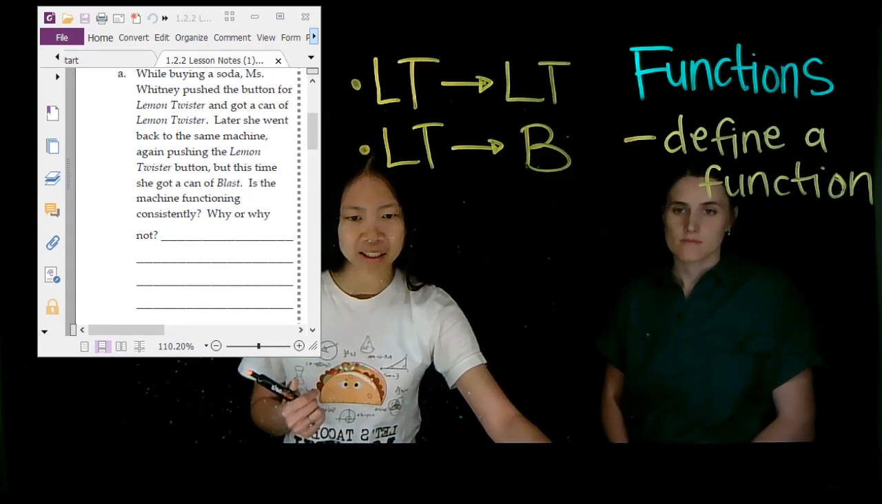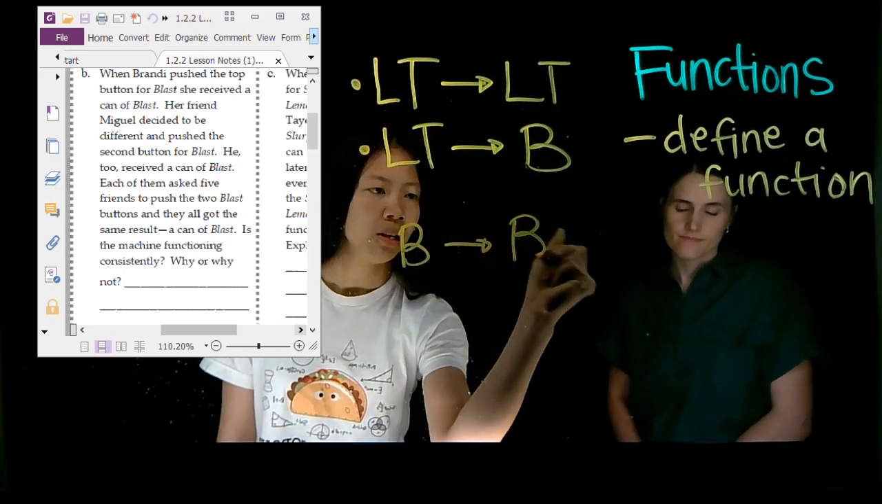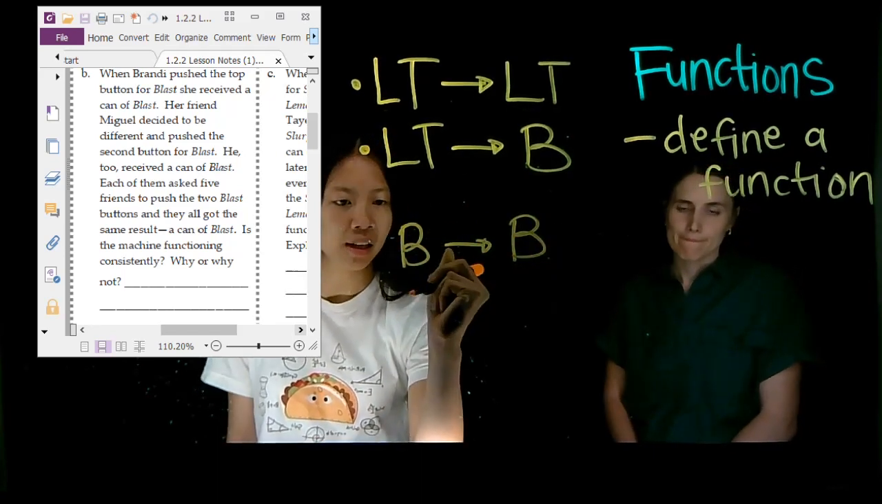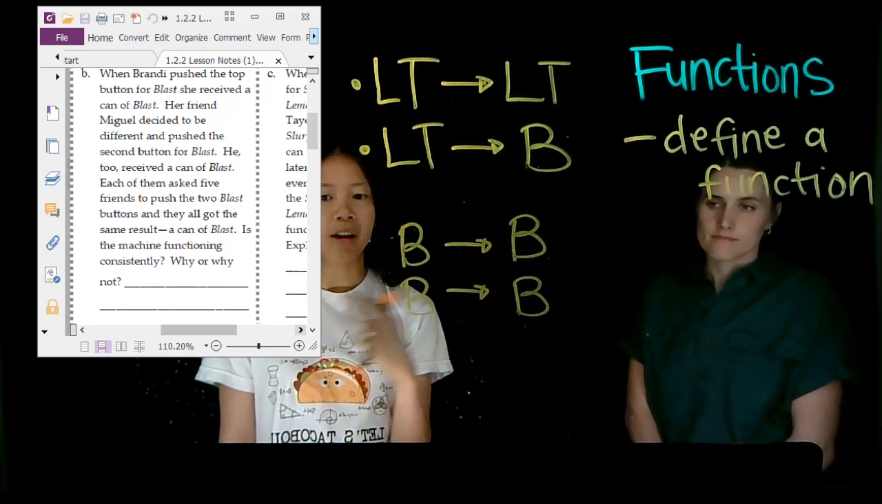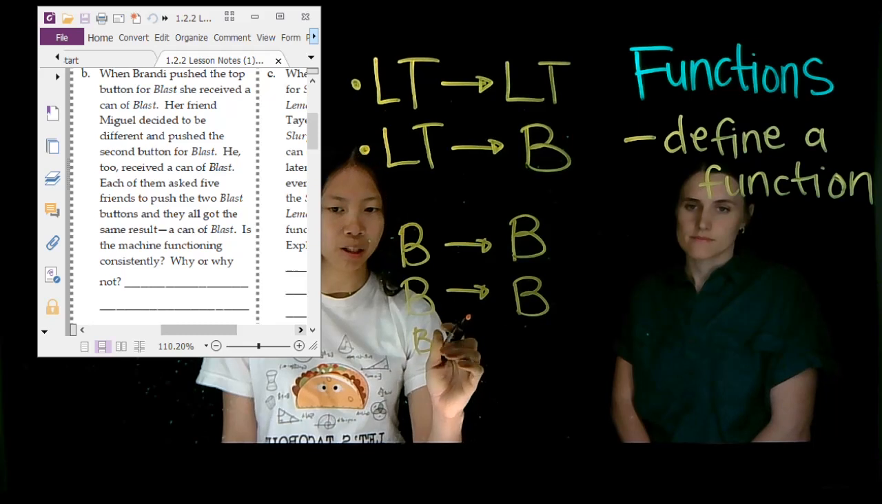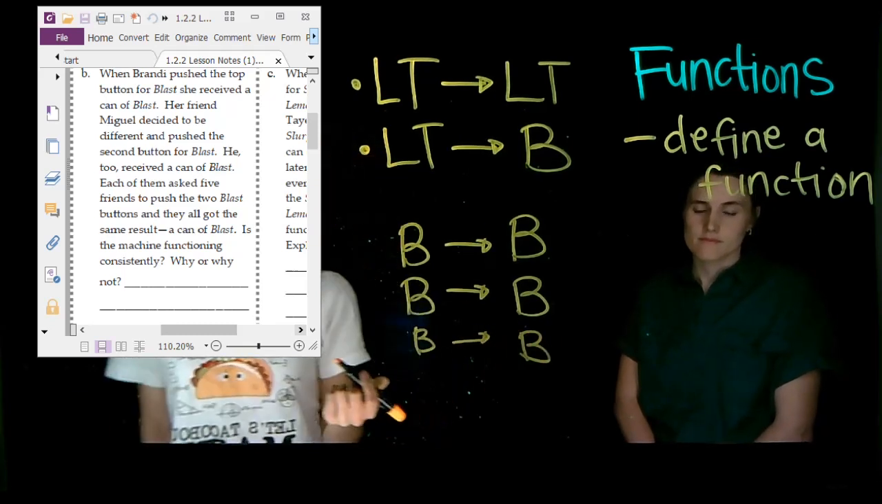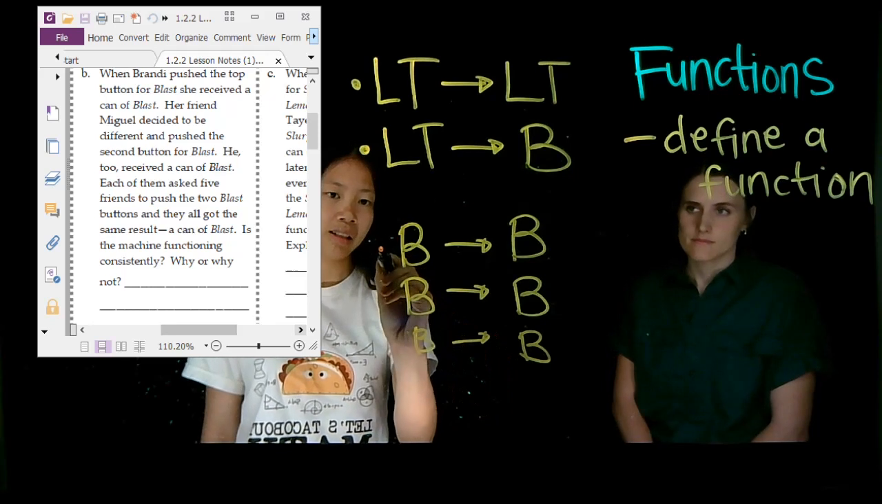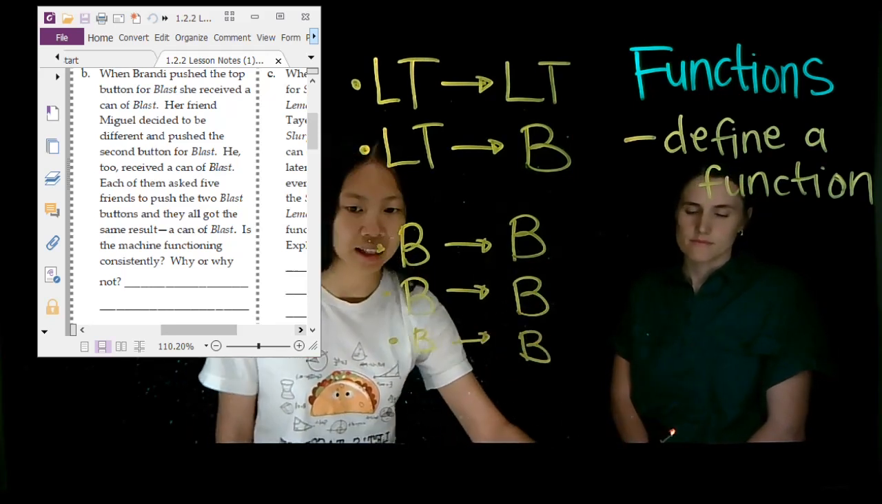We got Brandy, and she pushed the top button for Blast, and she received Blast. Her friend Miguel also decided to go for Blast, and he got Blast. Each of them asked 5 friends to push the 2 Blast buttons. So there's a ton of people pressing the Blast button, and they all got a can of Blast. Would we say this machine is functioning consistently? We'd say yes, because every time they pressed for Blast, they got what they wanted. They got Blast. So that is consistent.